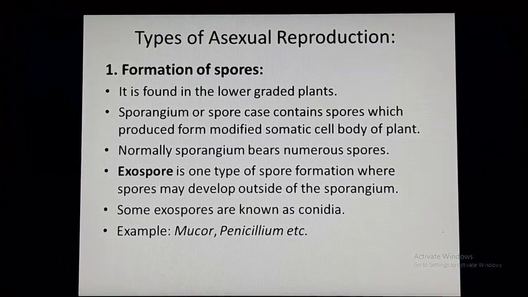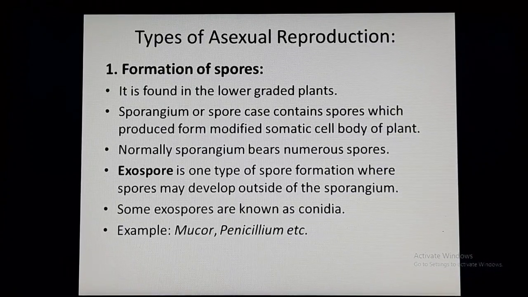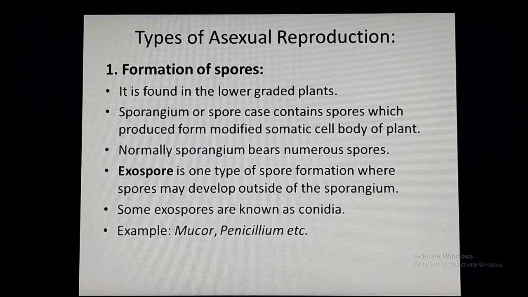According to the types of asexual reproduction, the first one is the formation of spores, which is found in lower grade plants. And the next important point for the formation of spores is that the sporangium or spore case contains spores, which are produced from a modified somatic cell body of the plant. That means a modified somatic cell, which is a body cell for the growing of a plant.